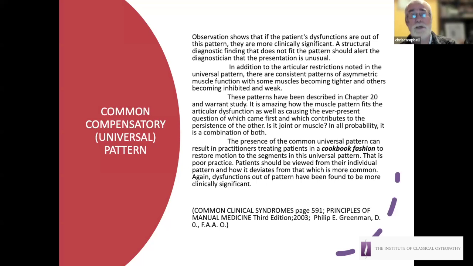So he also talks about, in addition to the articular restrictions, there are consistent patterns of asymmetry in muscle function, with some muscles becoming tighter and others becoming inhibited and weak. And he describes them in another part of his book. But here is the danger. Wernham was adamant about avoiding this danger. The presence of a common universal pattern can result in practitioners treating in a cookbook fashion to restore motion to the segments in this pattern.